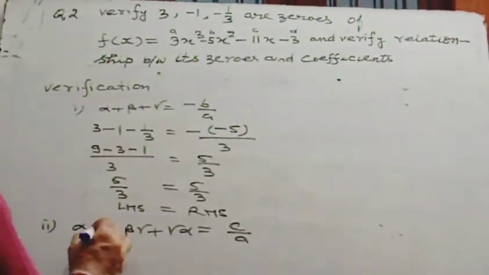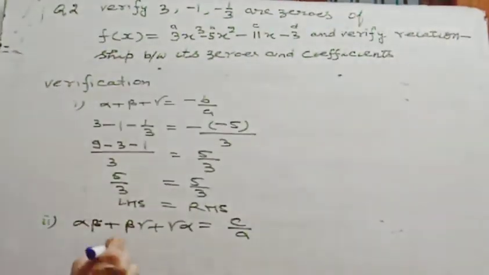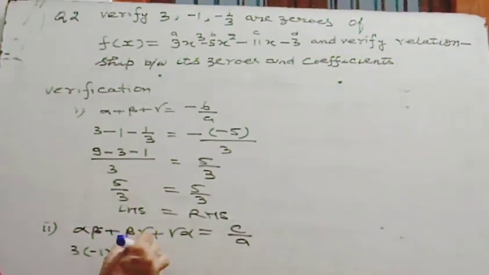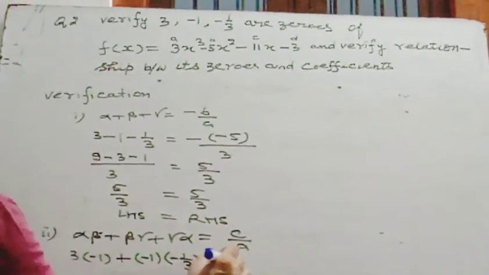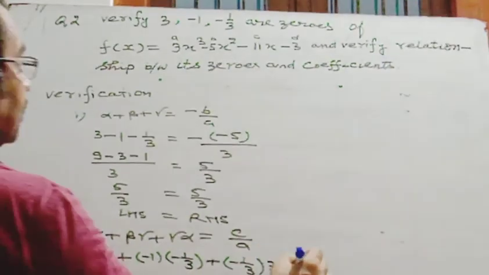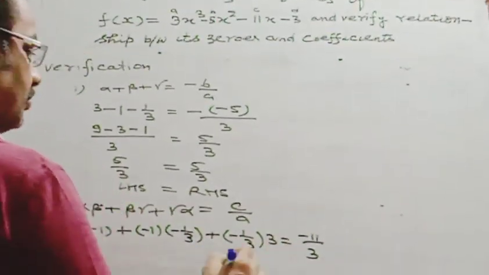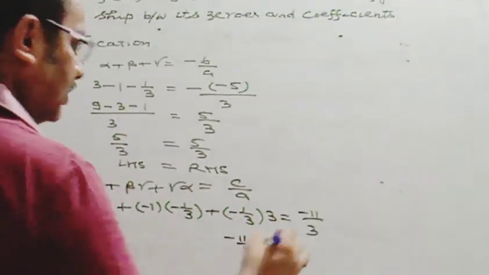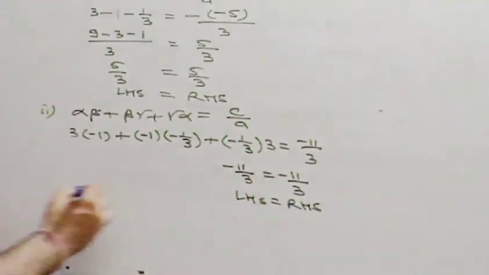Second point, alpha beta plus beta gamma plus gamma alpha is equal to c by a. Alpha is 3, beta is minus 1, plus minus 1, gamma is minus 1 by 3, plus minus 1 by 3 alpha, alpha is 3. c by a, c is minus 11 and a is 3. Solving, we get minus 11 by 3 is equal to minus 11 by 3. That is, left hand side is equal to right hand side.